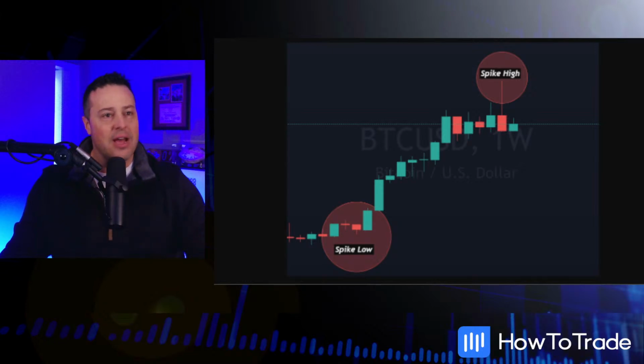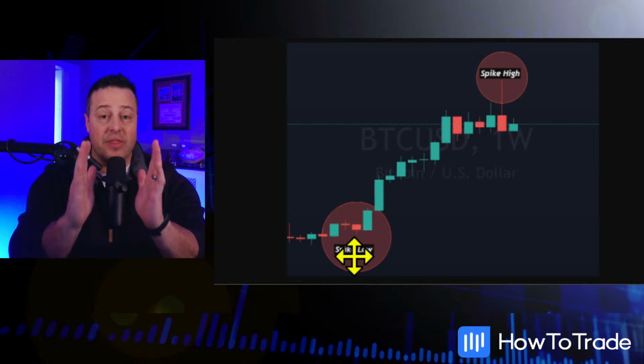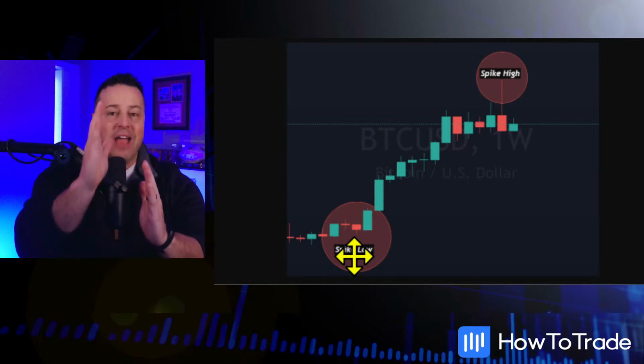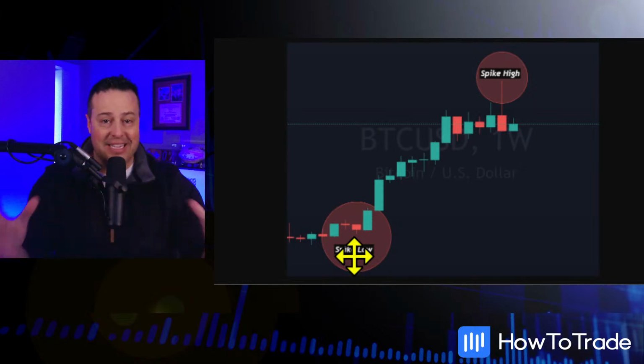What's a spike? A spike is a 3-candle pattern. That's all it is. And right here is a spike low. That's when the low of the second candle is beneath the first candle, and it's also beneath the third candle. That's the game. Spike high, on the other hand, is when the high, the upper extreme, is above the first candle and above the third candle.